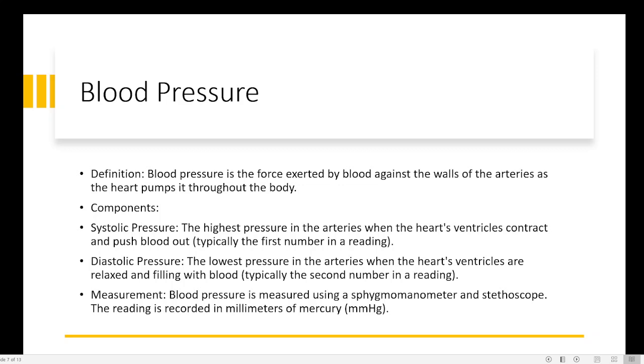And using certain mercury devices like sphygmomanometer, we can detect how much is the intensity of this pressure, and that is normally what we call the blood pressure. Typically there are two important terms in blood pressure. One is systolic pressure, another one is the diastolic pressure. Highest pressure in the artery when heart ventricles contract and push blood out.